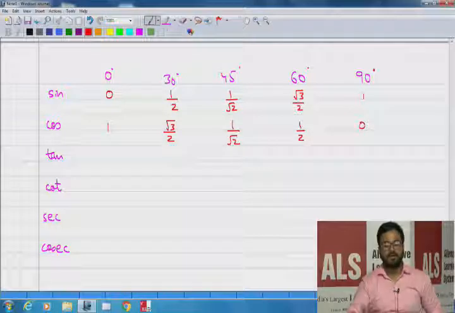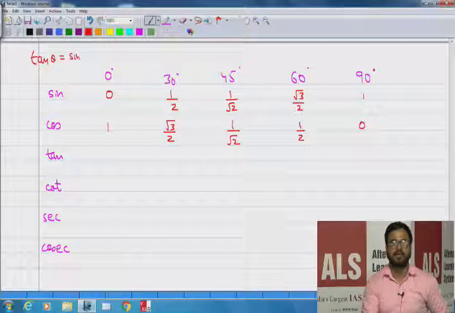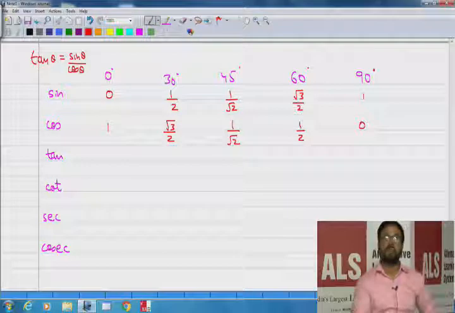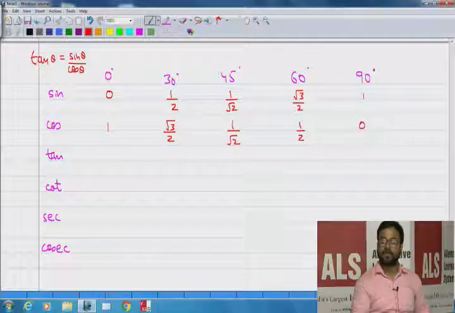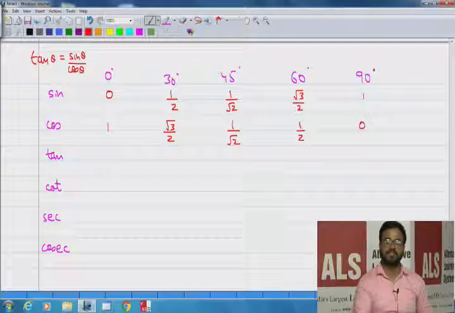For tan, the relationship between sine, cos and tan is that tan theta is nothing but sine theta over cos theta. The ratio of sine upon cos is nothing but tan. Okay, Shillong Center already memorized, that's perfect. Let me quickly finish this one.